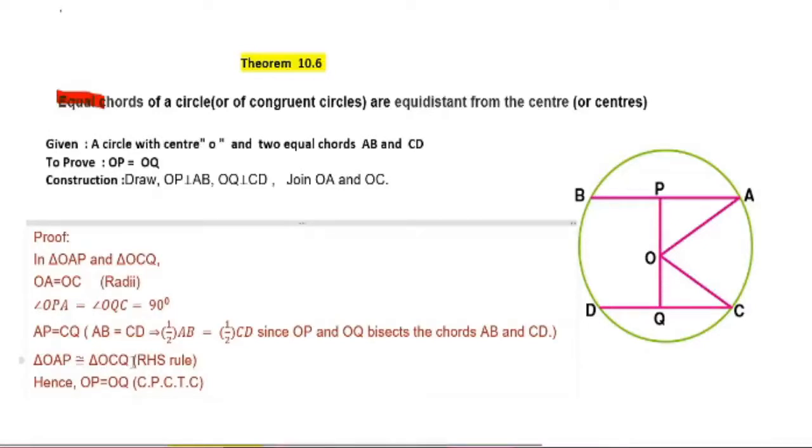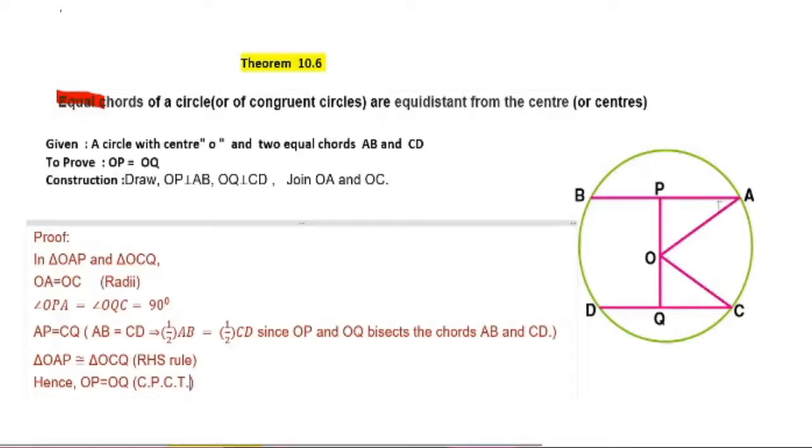Now by CPCT, you can write OP equal to OQ. OP and OQ are corresponding parts of congruent triangles. So this is what we had to prove, OP equal to OQ. So we have proved equal chords of a circle are equidistant from the center.